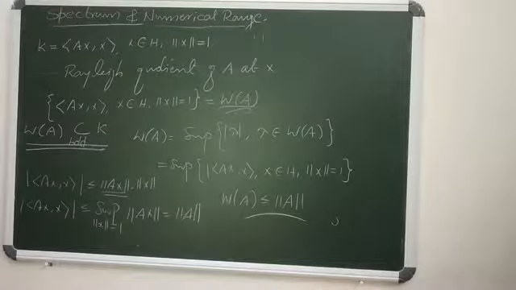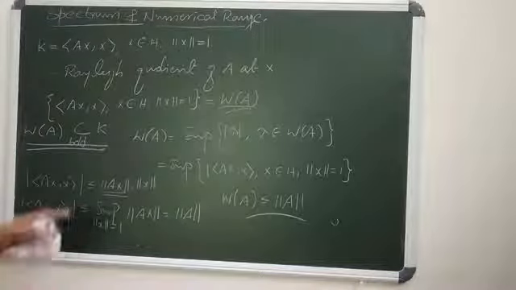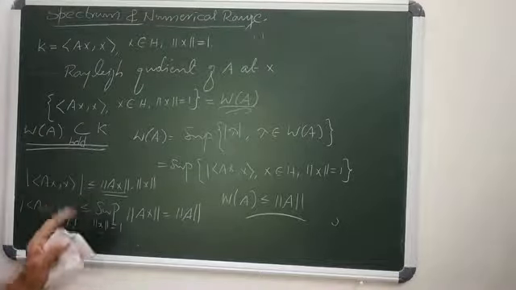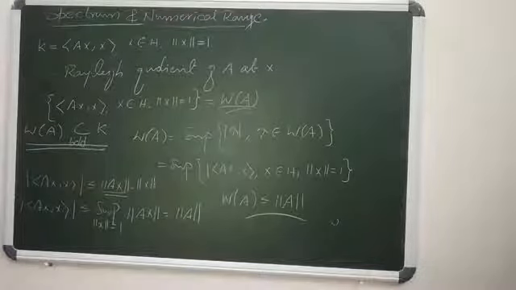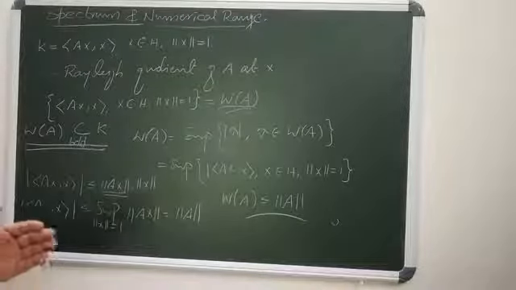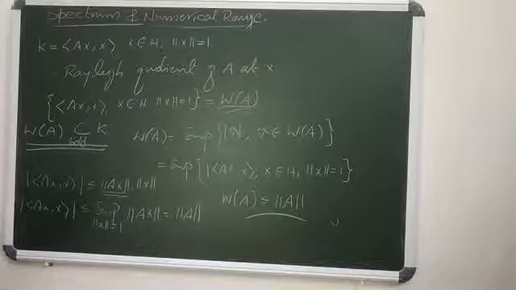What is W(A)? That is the numerical range of A, always less than or equal to norm A, which means W(A) is a bounded subset of K. So what is actually the numerical range? The numerical range is the set of all Rayleigh quotients of the operator A at x. So that is the crucial point here. Thank you.